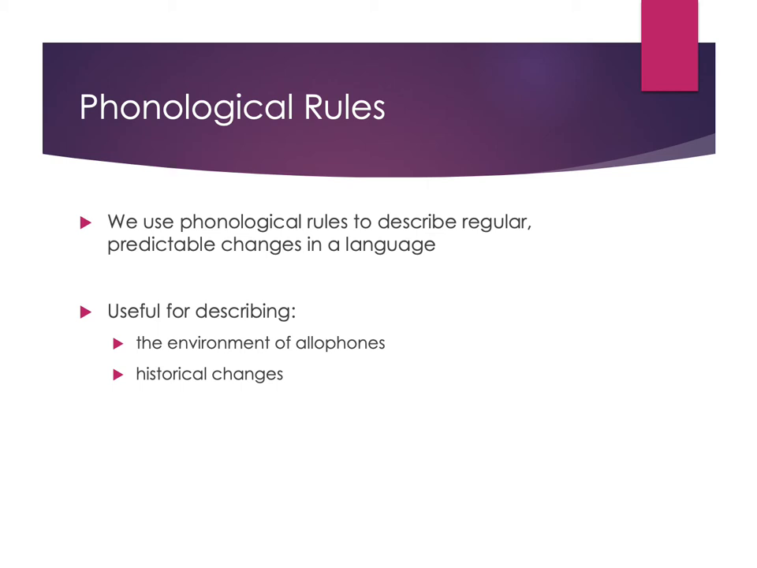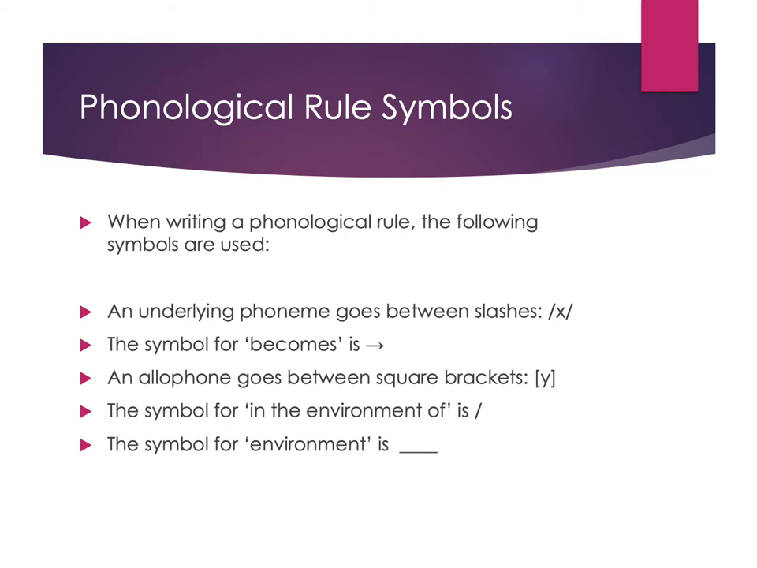So the main thing to note for phonological rules is that there's certain symbols that are used when we're using this shorthand that will help us to write these rules and create something that looks like a shorthand rule rather than writing out the entire process in prose. So the symbols that you need to be familiar with are that an underlying phoneme is going to go between slashes. So these slash brackets tell us that this is the sound we cannot predict. It's the sound we think of as speakers in our language. And so because it's more about the mental representation of that sound, it's in those slashes to signify that difference.